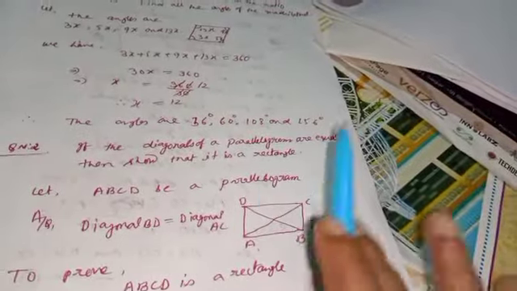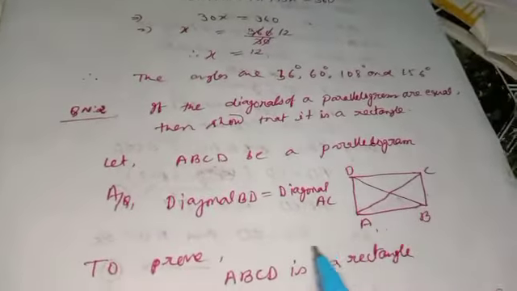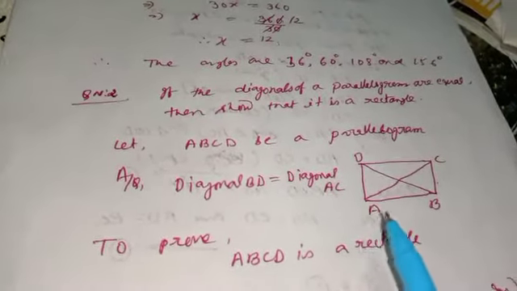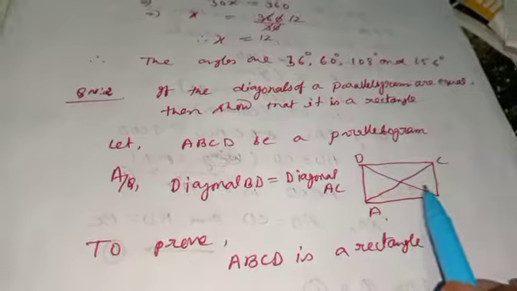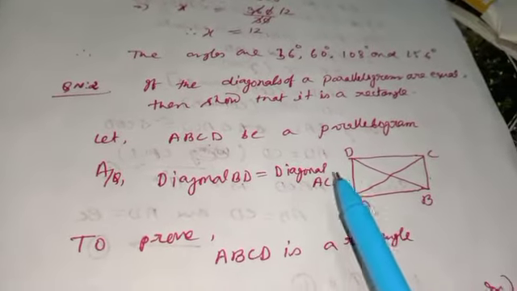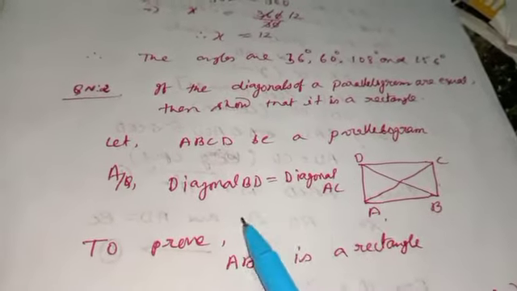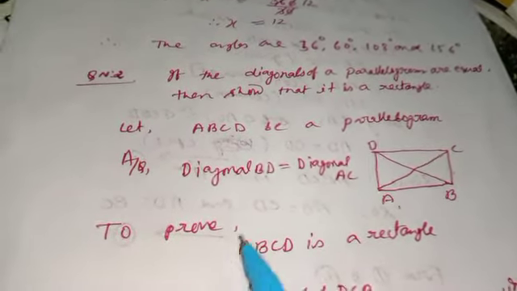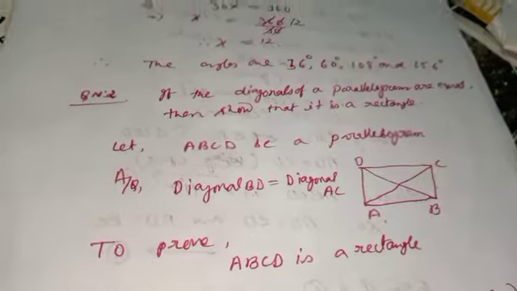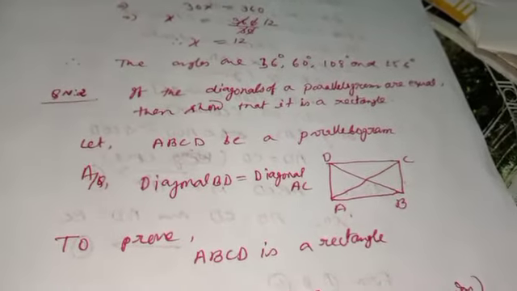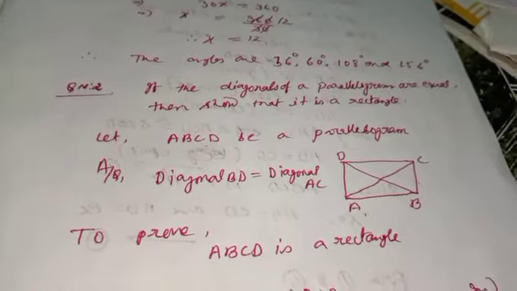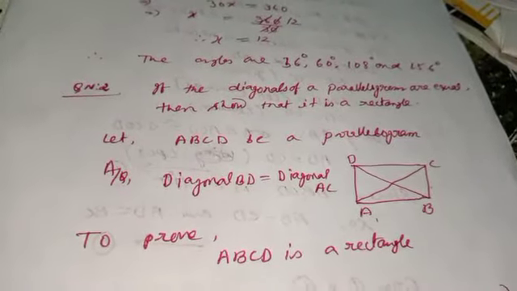Let ABCD be a parallelogram. According to the question, if ABCD is a parallelogram, then AC and BD are the diagonals, and it is given that diagonal BD is equal to diagonal AC. Now we need to prove that ABCD is a rectangle. So to prove it is a rectangle, what do we need? We need that opposite sides are equal and the measure of each angle is 90.